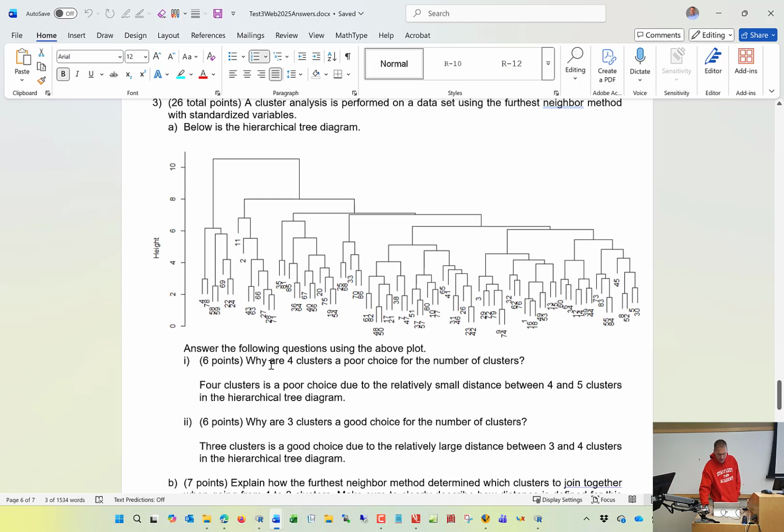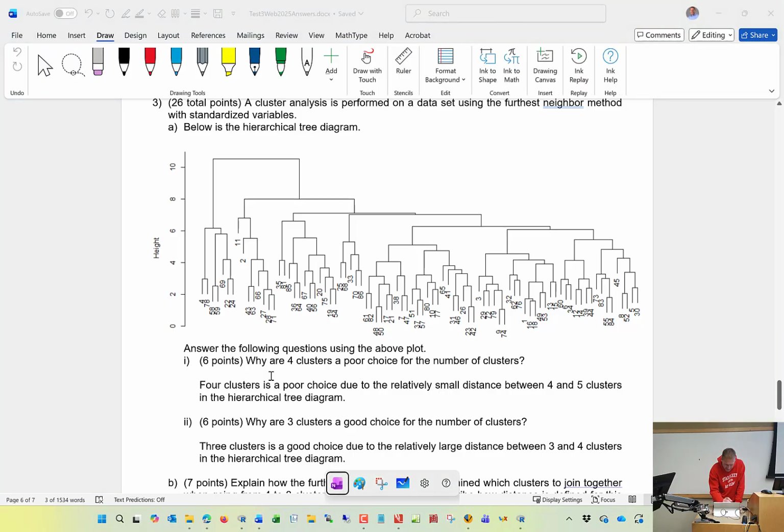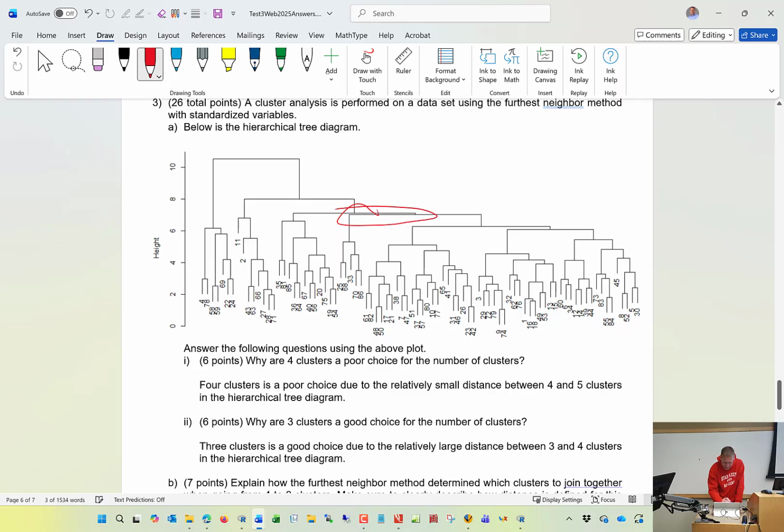So why are four clusters a poor choice for the number of clusters? People were saying, well, from going from 3 to 4, you have a small distance in terms of that hierarchical tree, and that distance basically is corresponding to what you see here. The problem is that's actually from 4 to 5.